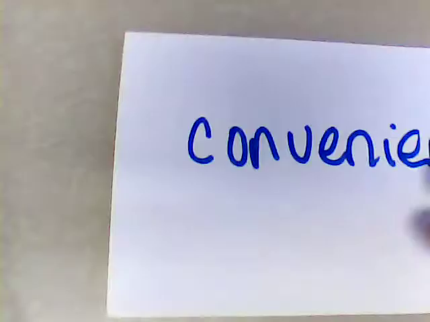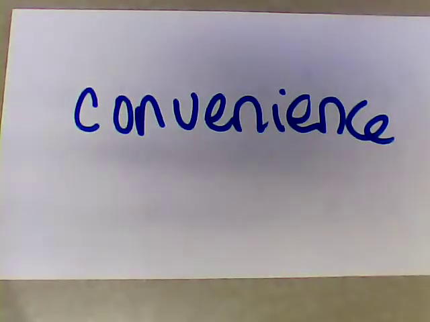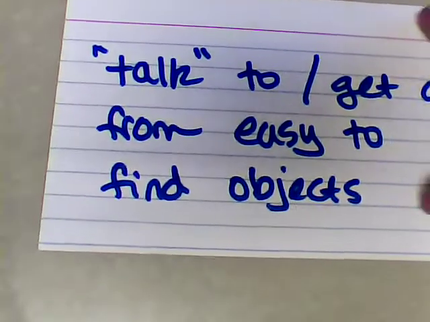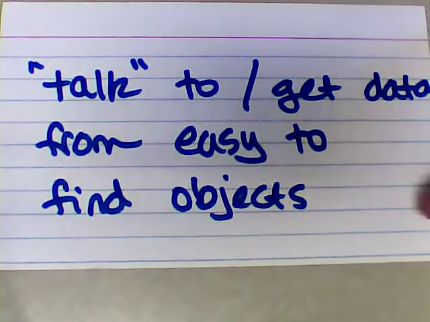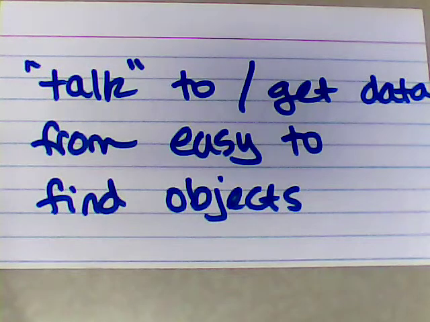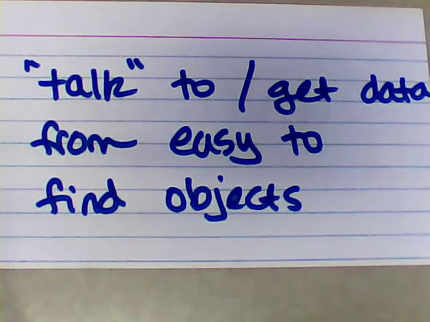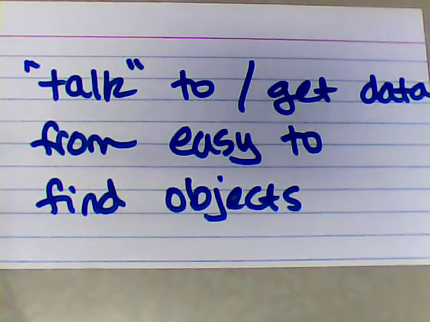Another technique is a convenience sample. This is also kind of like it sounds. You are choosing people or objects to be in your sample that are convenient. They're convenient to get data from. They're convenient to talk to. They're easy to find. They're your friends in class. They're the fish that are easy to catch in a lake. So that would be a convenience sample.